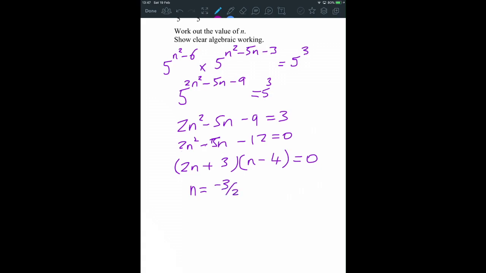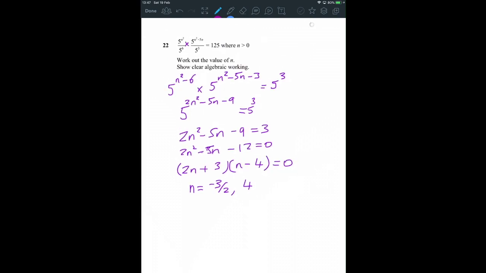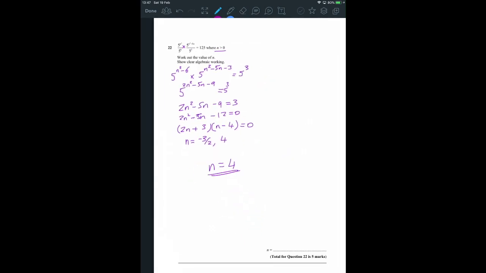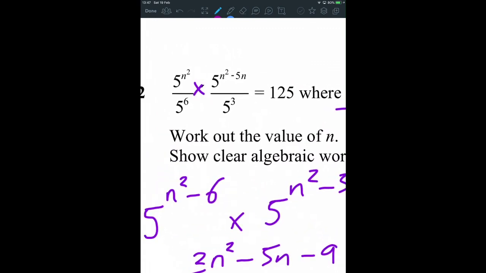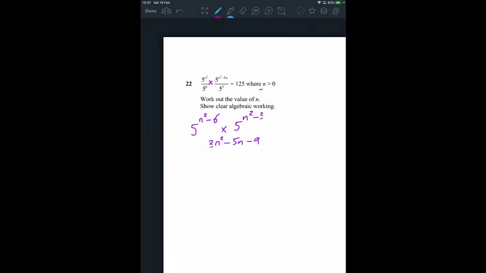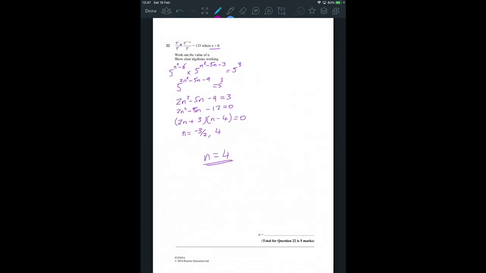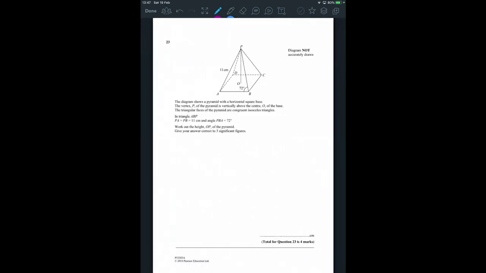So n is negative 3 over 2, or 4. Looking back, the question did say n is strictly greater than 0, so my answer is n equals 4. Now you can again sub 4 into that original left-hand side, and if you do sub 4 in exactly as it's written, you should get 125 out as your answer, giving you that confirmation that you've done that correctly.